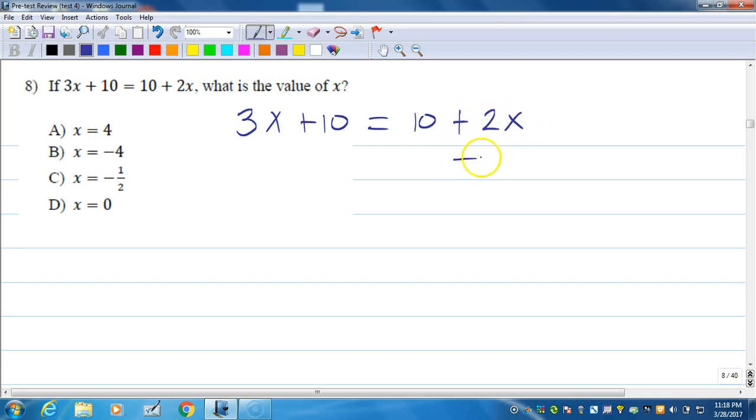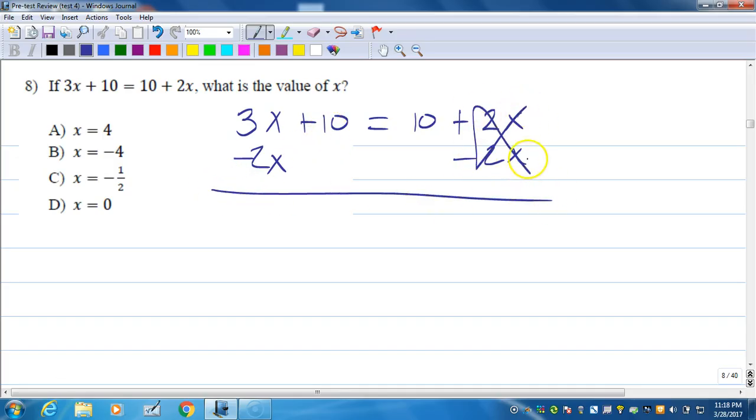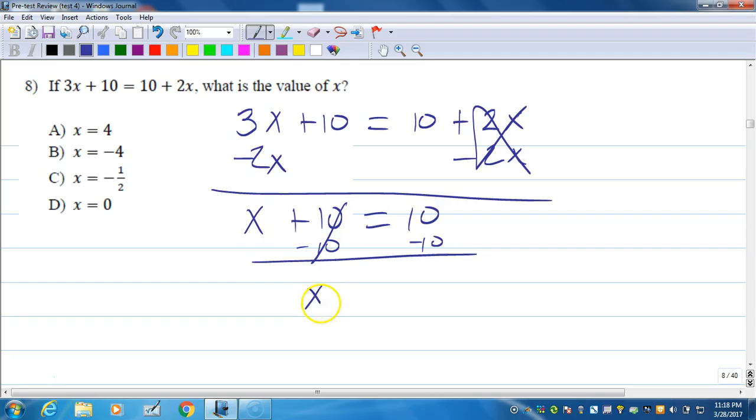How do I move a positive 2x? Well, I subtract 2x. You should not put it with the 10, because I want numbers with numbers, letters with letters. Those letters go away. 3x minus 2x is x, or 1x if you want, plus 10 is equal to 10. I have a 10 over here, I have a 10 here. How do you move a positive 10? You subtract 10. x is equal to 10 minus 10, which is 0. x is 0.